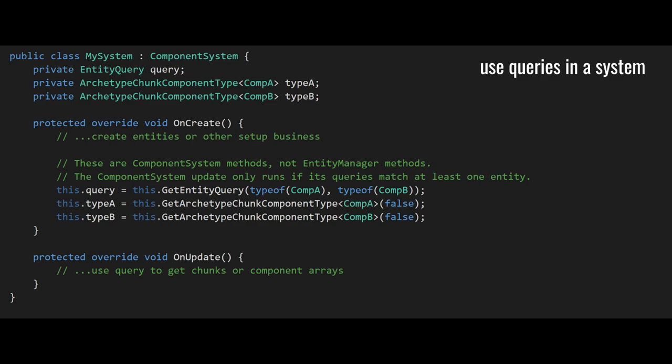Rather than wastefully create an entity query every update, we generally should just create it in the system's OnCreate method and reuse it every frame. Be clear, though, that the chunk and component arrays we get from a query should not themselves live beyond the end of each update, because the underlying data may change.